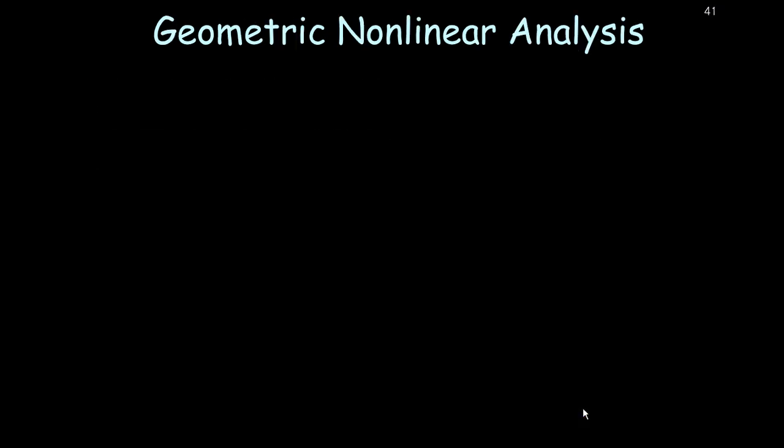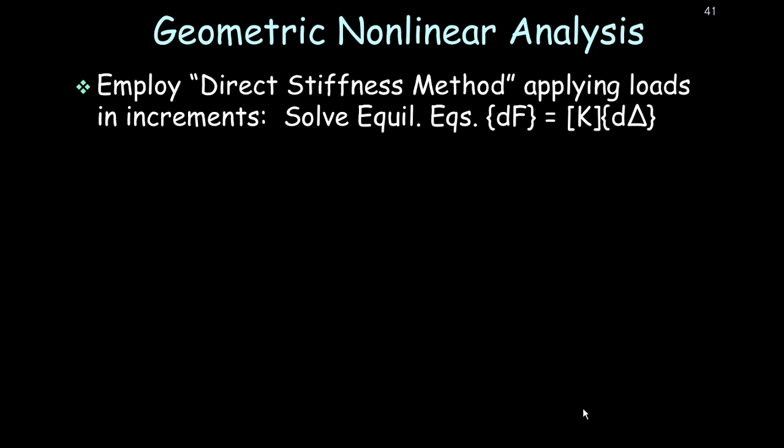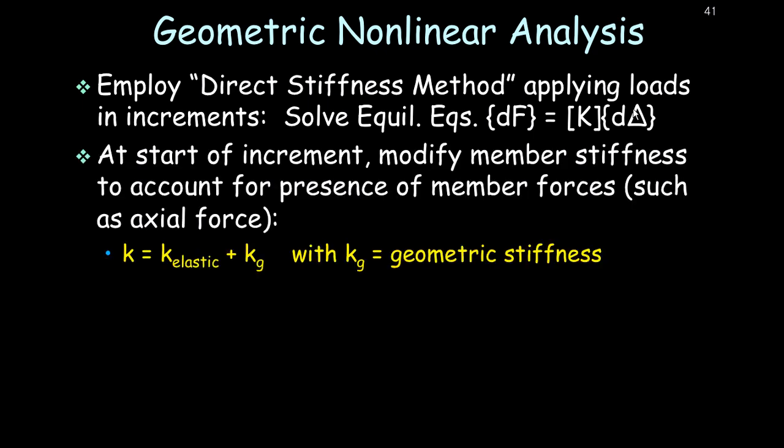So how do we actually run a geometric nonlinear analysis? Very similar to how we did the material nonlinear analysis. We'll put the loads on in increments. We'll put on an increment of loading, formulate the stiffness of the structure, and for that increment of loading, solve for the increment of displacements. At the start of each load step, we'll evaluate the structure. We'll take a look at those member forces, and we'll use the axial forces to calculate geometric stiffness terms. Those geometric stiffness terms then will reduce the elastic stiffness terms, just like I was showing you on that previous slide, and that will represent the stiffness of the members.